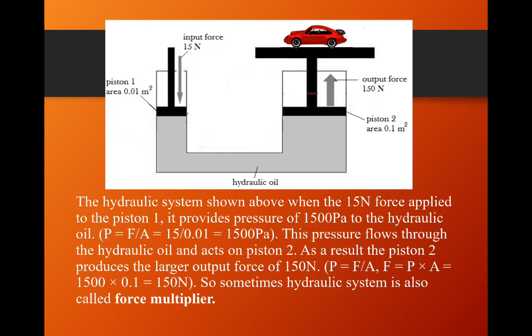This pressure flows through the hydraulic oil and acts on piston 2. As a result, piston 2 produces a larger output force of 150 Newton. As pressure equals force divided by area, force equals pressure multiplied by area, which equals 1500 multiplied by 0.1, which is 150 Newton. So sometimes a hydraulic system is also called a force multiplier.